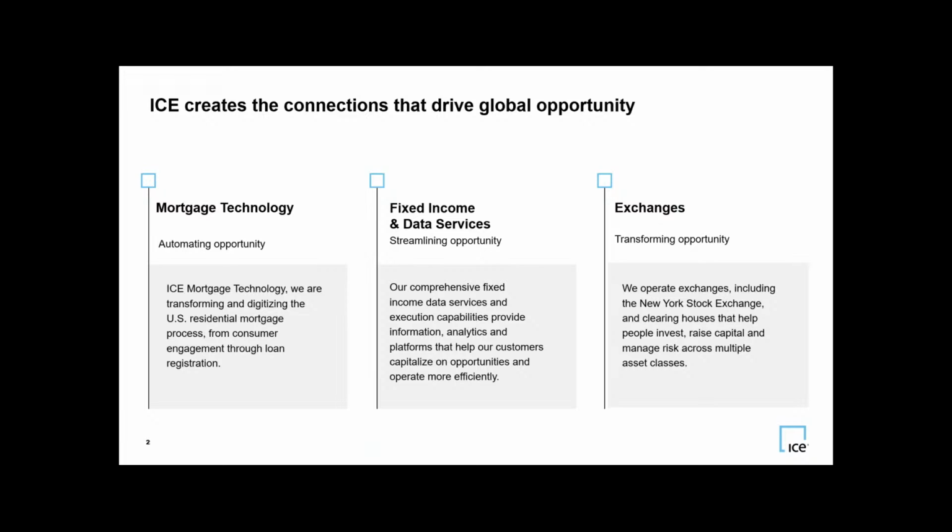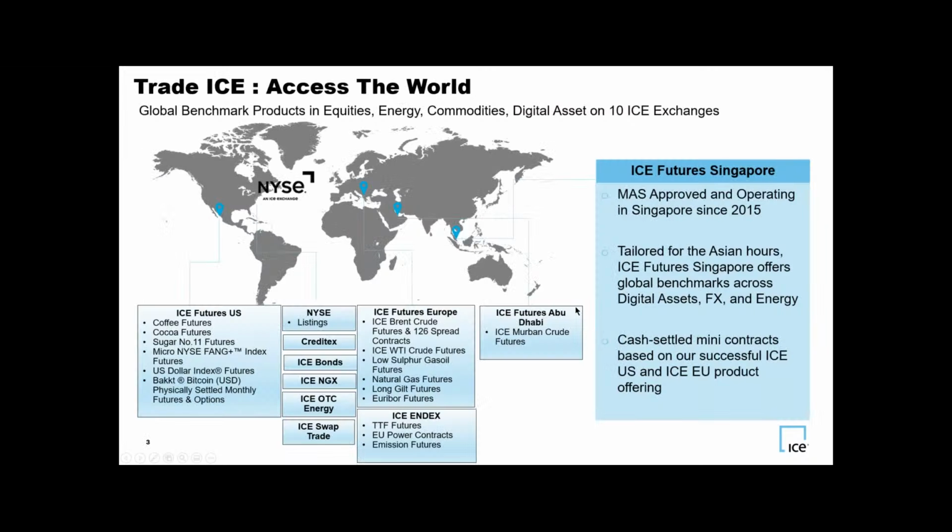And the last part is exchanges. ICE operates exchanges and clearinghouses around the world. I'll give you a summary of some of the exchanges. If you don't know ICE as an exchange, you will know some of the products, and we operate 10 different exchanges around the world. Of course, we also own the New York Stock Exchange, one of the oldest exchanges in the world. So the New York Stock Exchange is under the ICE Group.